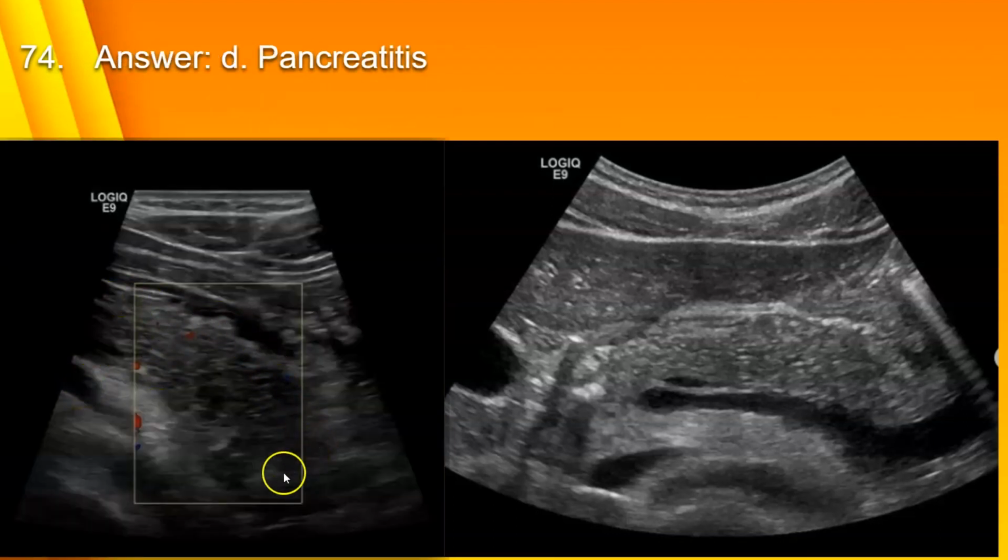So here's the tail of the pancreas. You can see it's very heterogeneous with hyper and hypoechoic parts, kind of patchy looking. And also there's some peripancreatic free fluid.